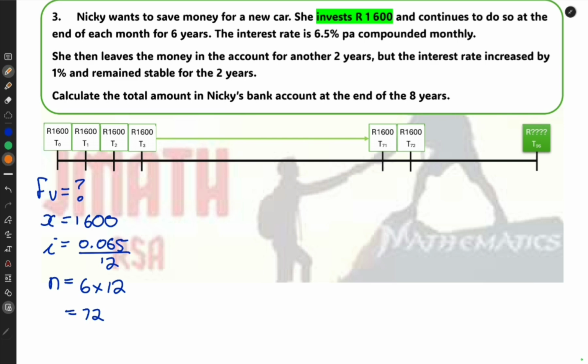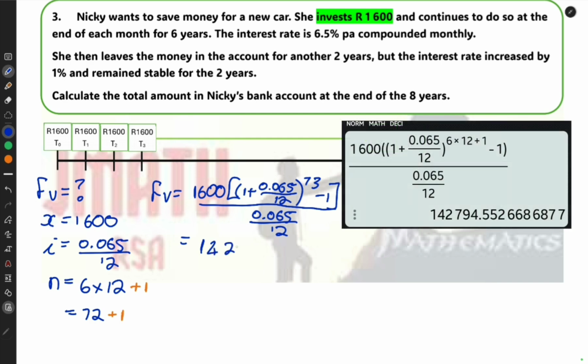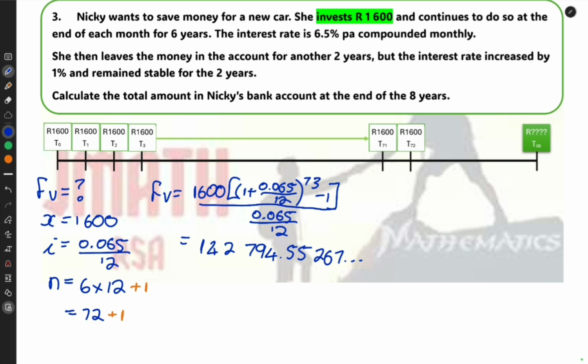And remember I said when you see the word immediately, you need to plus 1 to this specific question's N value. Now we can work out the future value. So I'm just going to sub in and see what they tell me. And if I type that into the calculator, it will tell me the answer is 142,794.55267... Okay, so remember, this was not the final question, so I can't round off there. I need to keep that value and do the next calculation with that value in mind.